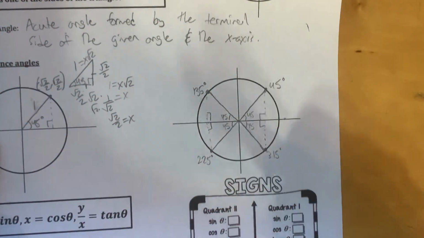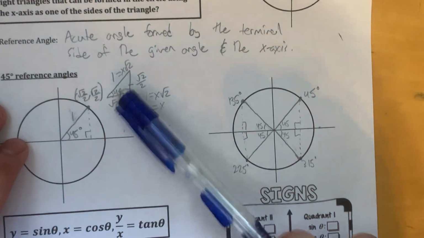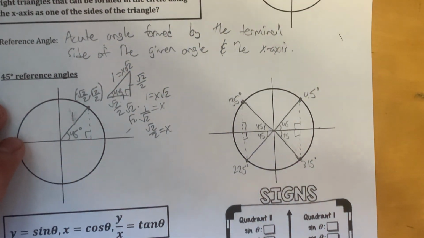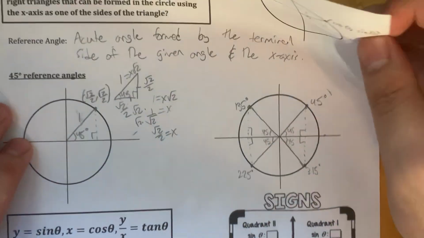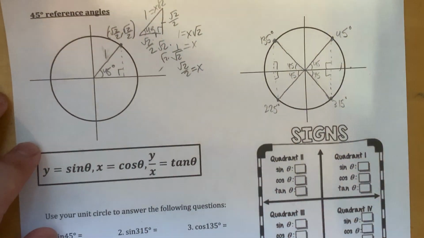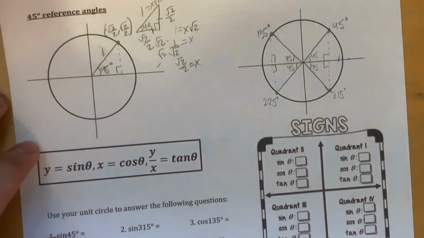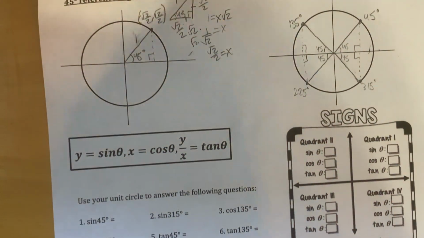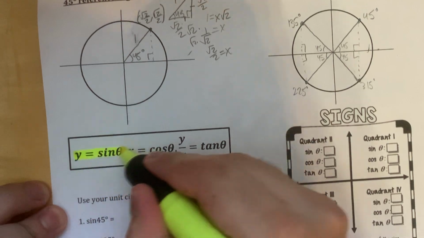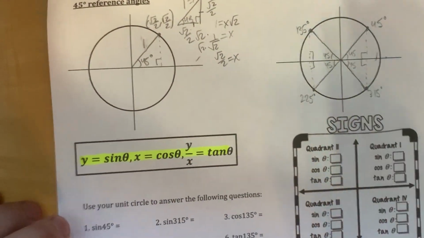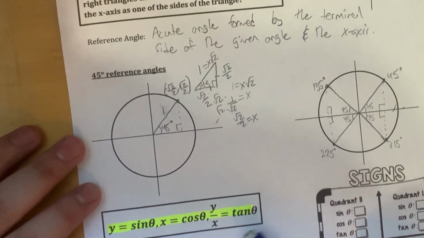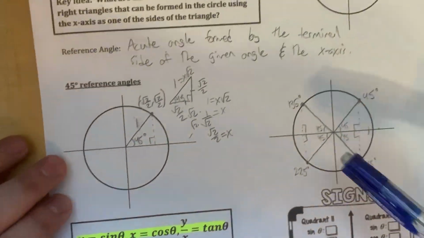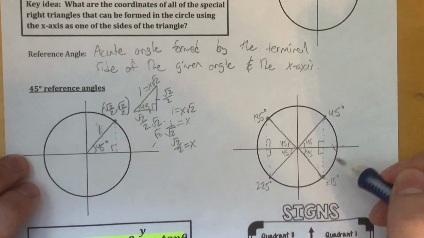So can we use this, the 45, 45, 90 triangle, to find x and y? Remember, y equals sine theta, x equals cosine theta, according to this. Here, just to show you how important it is, I'm going to highlight it. This is very important for doing the unit circle. So we're also going to be finding tangent using the bow tie. You see how it creates a little bow tie?